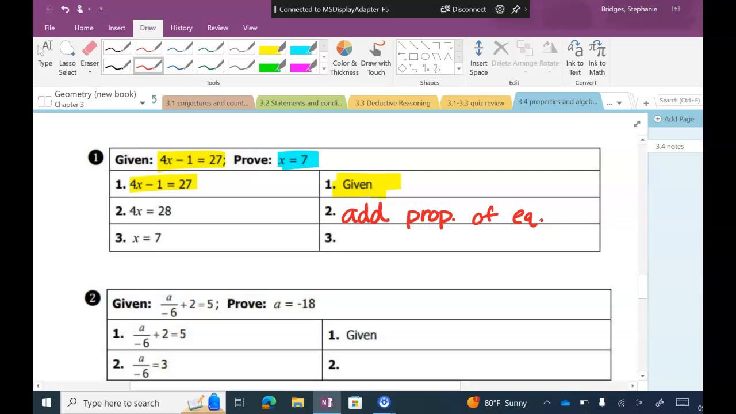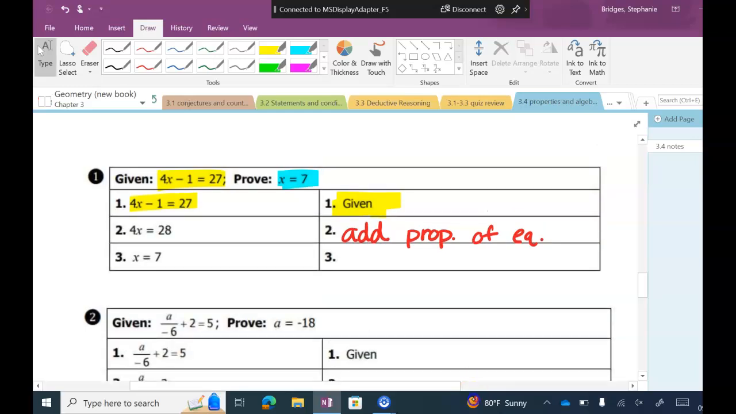So this was my first step. This was my second step. What am I going to need to do to go from here? I'm going to divide both sides by 4. And so my third step, what it says up there is that x is equal to 7. What's the reason? What did I do? Yes, I divided. So we're going to use the division property of equality. And to be honest with you, I usually just write division property. I don't write the whole of equality, okay? Because there is no other division property.